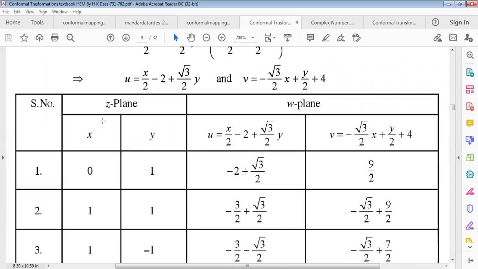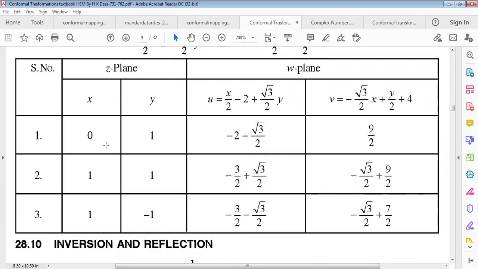Similarly, this is the z plane, with x coordinate and y coordinate in the z plane, and u equals this one, and v equals this one. Just putting x equals 0 and y equals 1, we get u equals this. Similarly, putting x equals 0, y equals 1 in v equals this, we get 9 by 2. Okay, x equals 0 means this will be 0, and 1 will be 1 by 2 plus 4, what? 9 by 2.